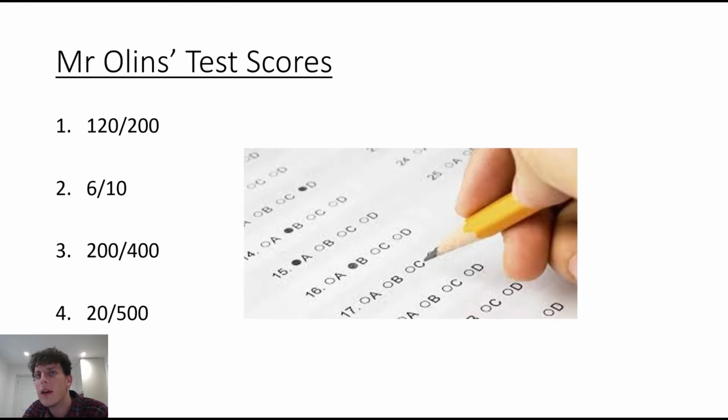So today, Mr. Olens took 4 tests. In the first test, he got 120 out of 200. In the second test, he got 6 out of 10. In the third test, he got 200 out of 400. And in the fourth test, he got 20 out of 500.